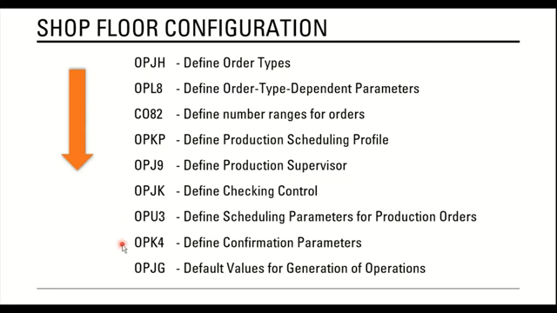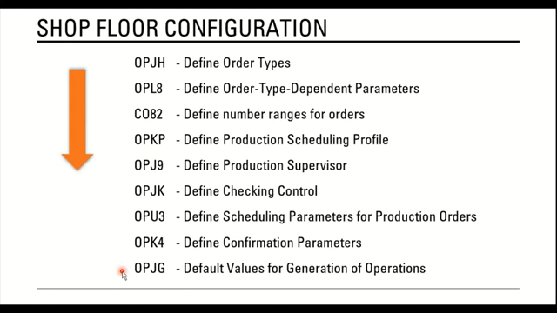And then we have the confirmation parameters in OPK4. This basically provides default values while posting a confirmation onto the production orders. So should it be a partial confirmation or a final confirmation every time the user logs into the CO11 transaction, or the confirmation screen? And also we can specify a few more default functions, such as to propose the time and the quantity details as soon as the production order has been entered into the confirmation screen.